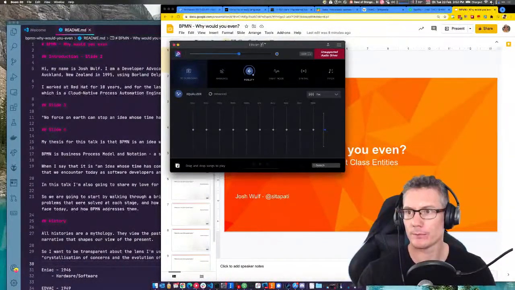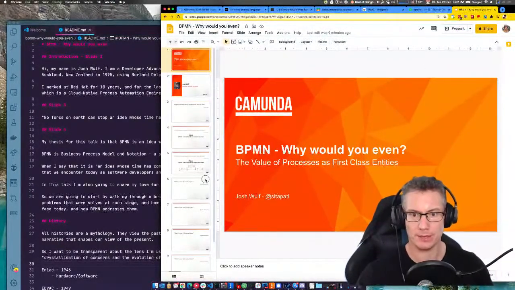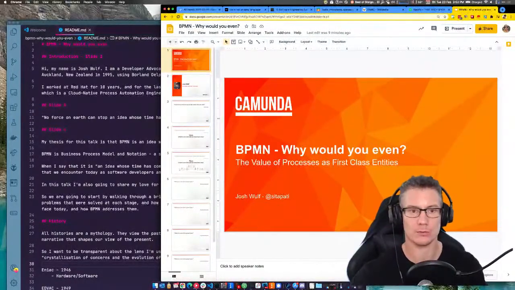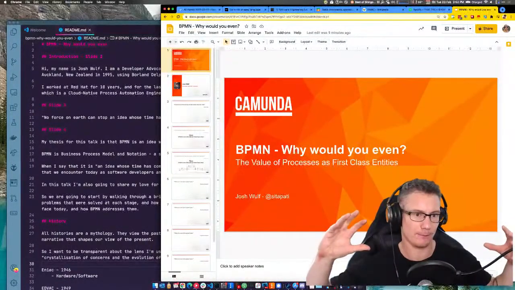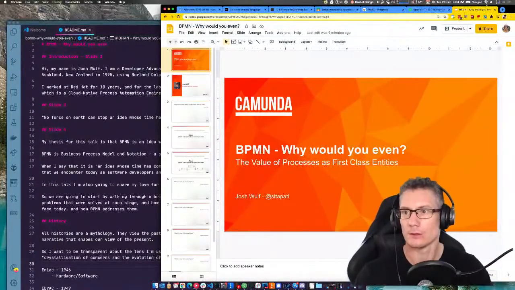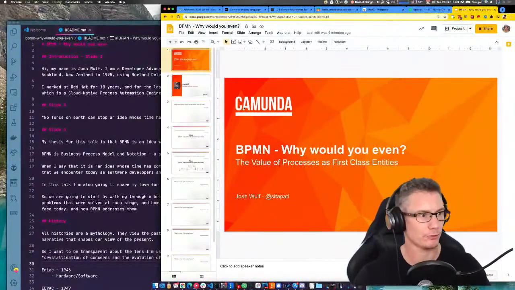Unsupported, whatever. I don't know what that is. Let's just turn that back on. BPMN, why would you even? The value of processes as first-class entities. And what I'm up to today is the last, putting it all together. On my 2G connection, hopefully that will be okay for networks.